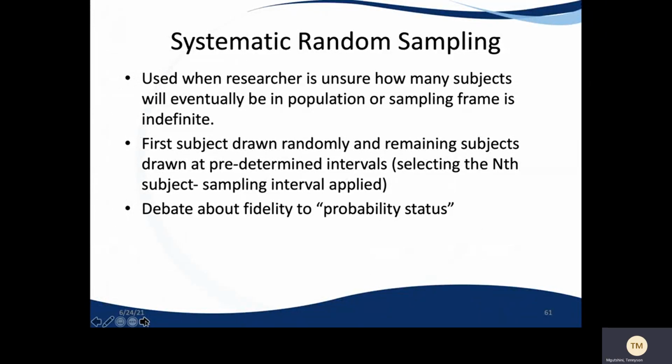Now, the next type of sampling that we speak about is what they call systematic random sampling. Now, this type of random sampling is used particularly when people do not have access to understanding what the population that they are looking at is, or they also don't have a sampling frame.